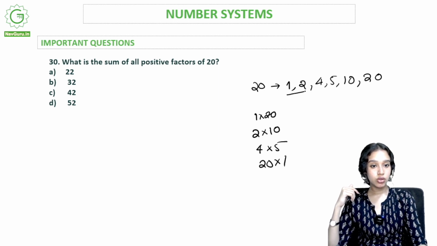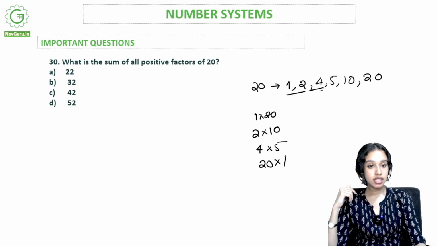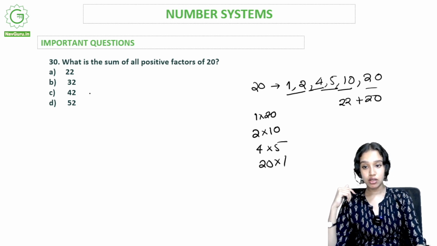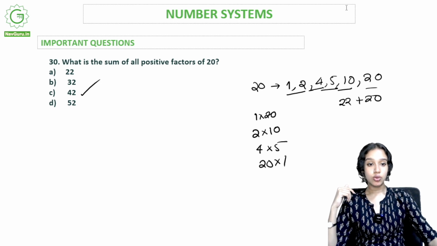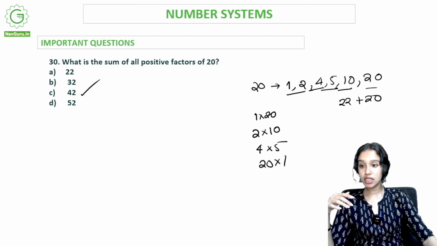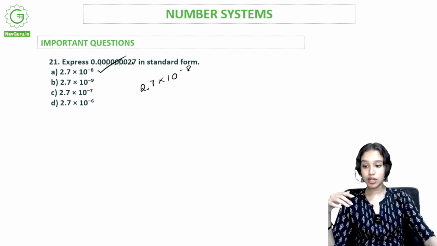So 1 plus 2, 3 plus 4, 7. 7 plus 5 is 12. 12 plus 10 is 22. And 22 plus 20 is 42. So we have solved 30 questions right now for number systems.